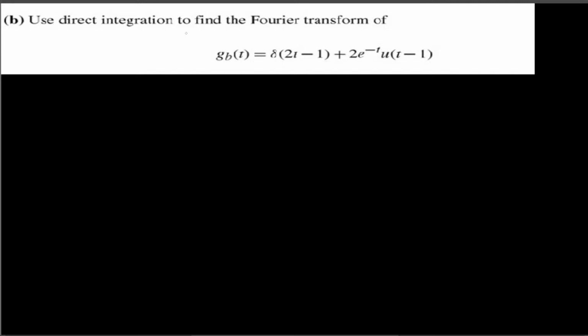Use direct integration to find the Fourier transform of g(t) is equal to delta of 2t minus 1 plus 2e^(-t) u(t minus 1). Okay, so this is our given function, and to find the Fourier transform we use this formula, capital G(f), that's the Fourier transform in the frequency domain.